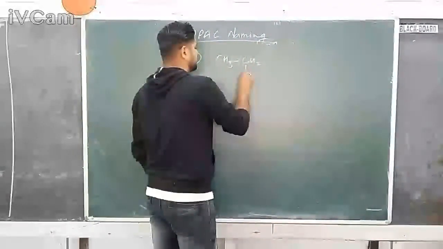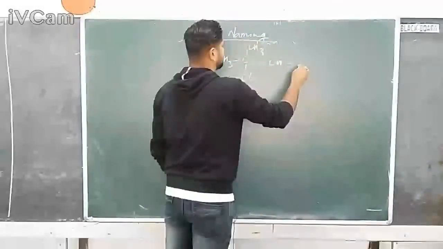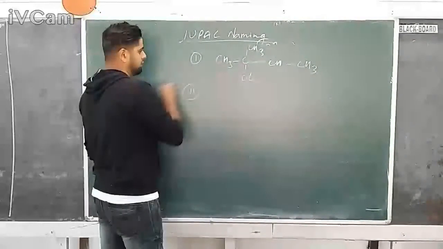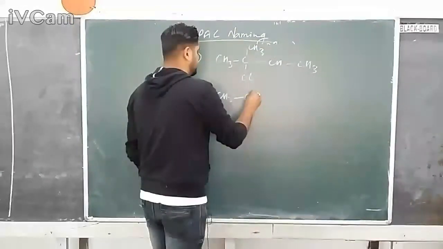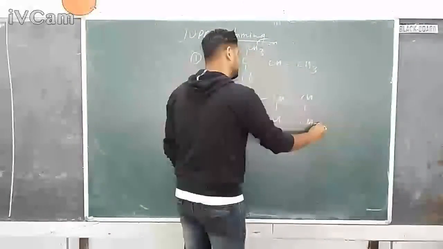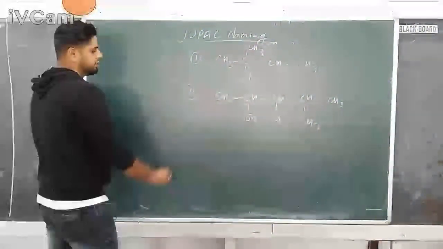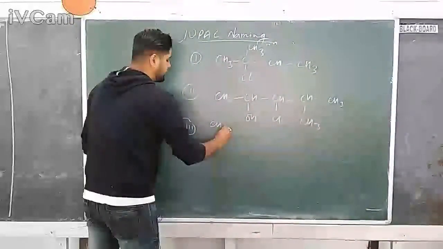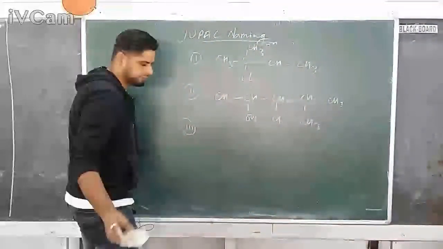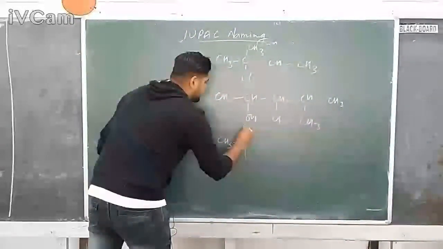CH2Cl, CH3, CH2, CH3. Next, number 2. CH3, Cl, CH, C. Okay, number 3. CH3, CH3, CH3.